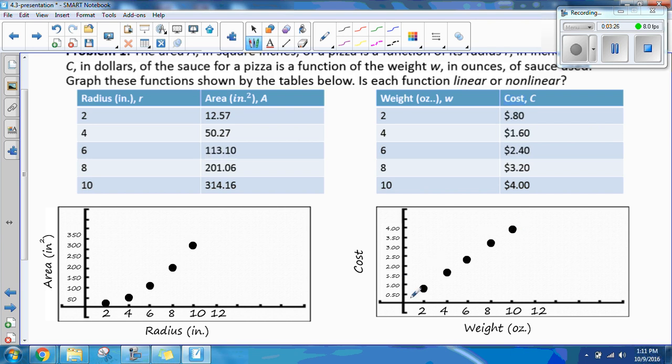So if you look very carefully, it looks like our points all fall in a straight line. So this is a linear function.